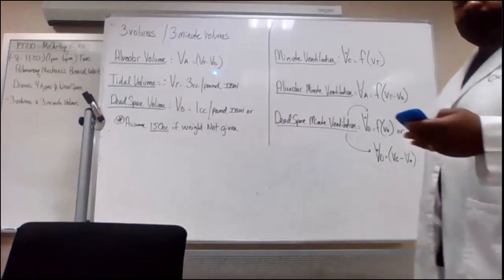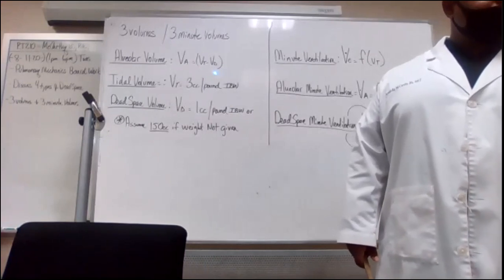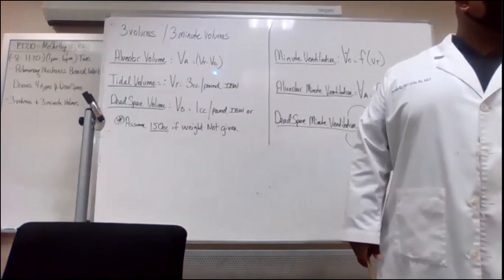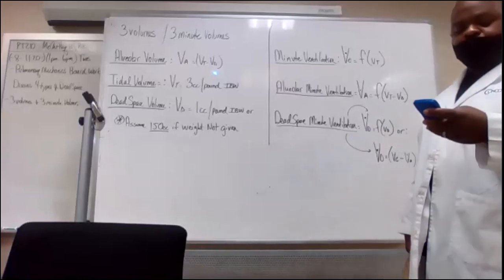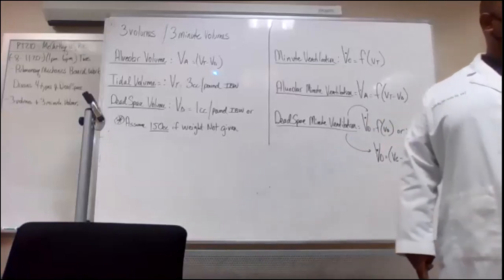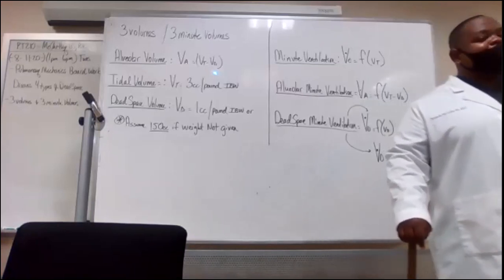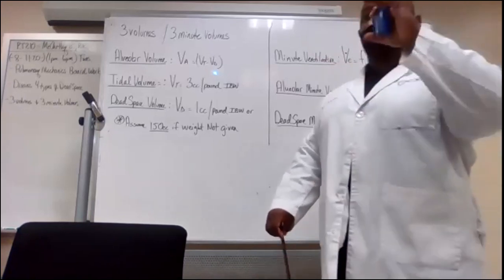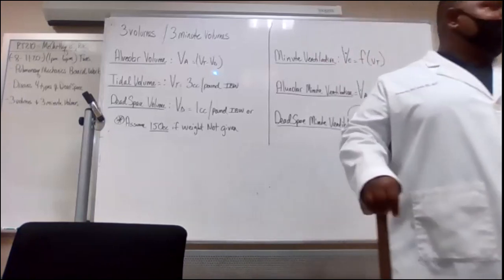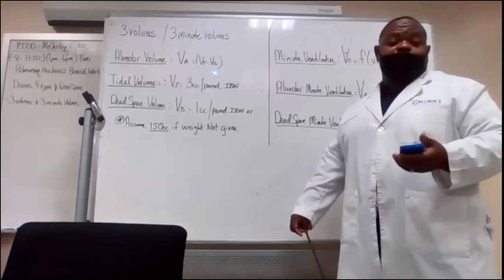What if Mr. Johnson weighs 70 kilograms? What is his dead space volume? 154 what? cc's or milliliters. Make sure you get in the habit of saying that unit, because you're going to have all kinds of units, and you need to make sure you know which unit you're talking about. Okay, 154 cc's or milliliters.